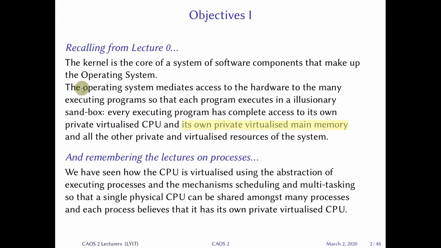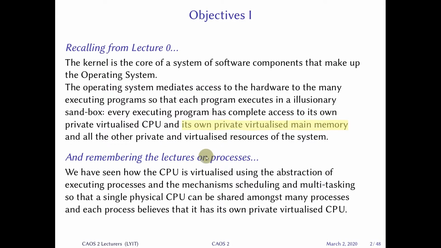The operating system mediates access to the hardware to the many executing programs so that each program executes in an illusionary sandbox. Every executing program has complete access to its own private virtualized CPU and also its own private virtualized main memory and all the other private and virtualized resources of the system.